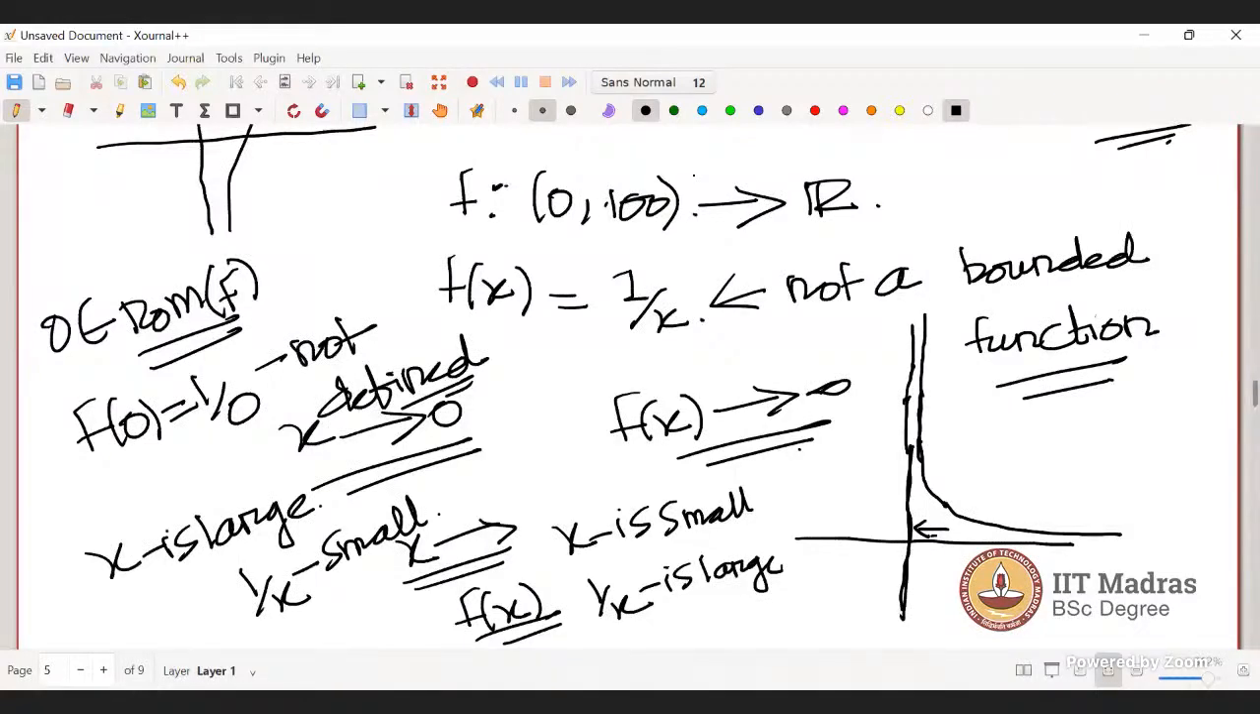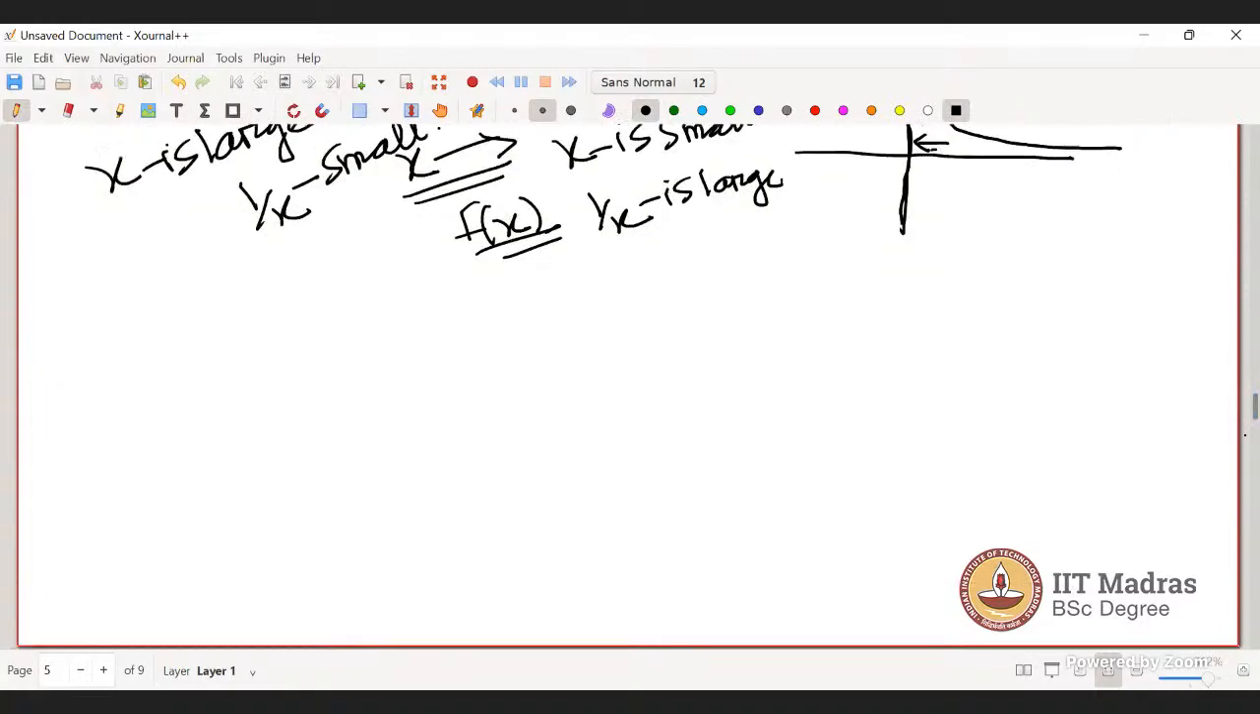So you cannot bound that function. There is no number such that f of x is less than or equal to that number. That is the problem. That's why I can say that this function is unbounded. I cannot give an upper bound. I cannot give a number m such that f of x is less than m.